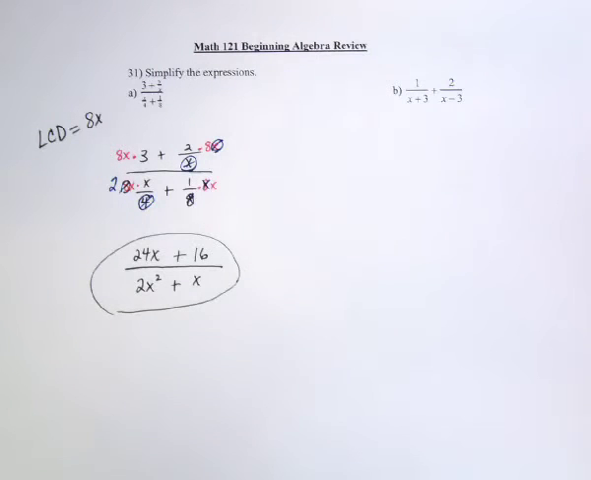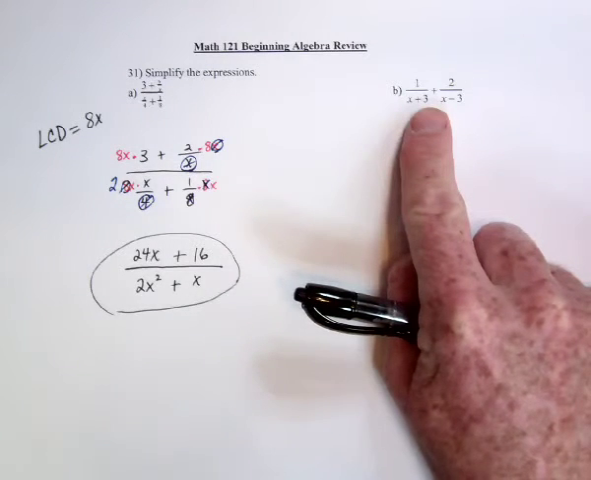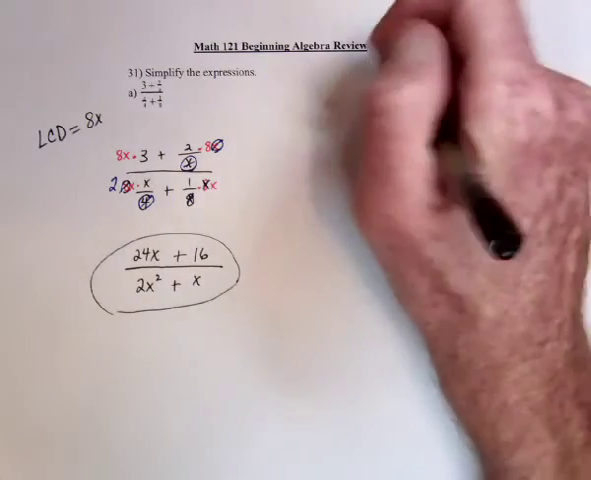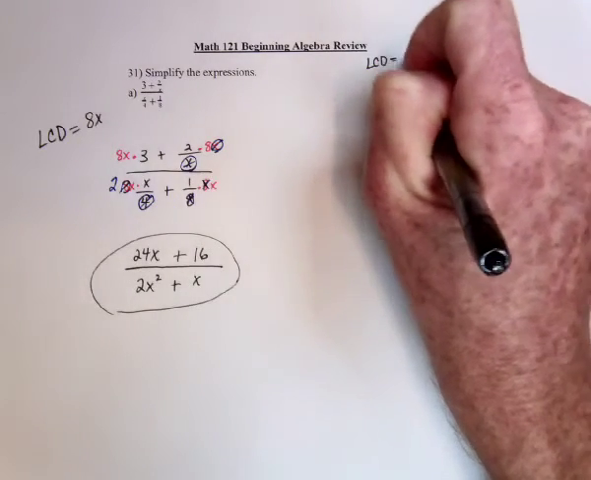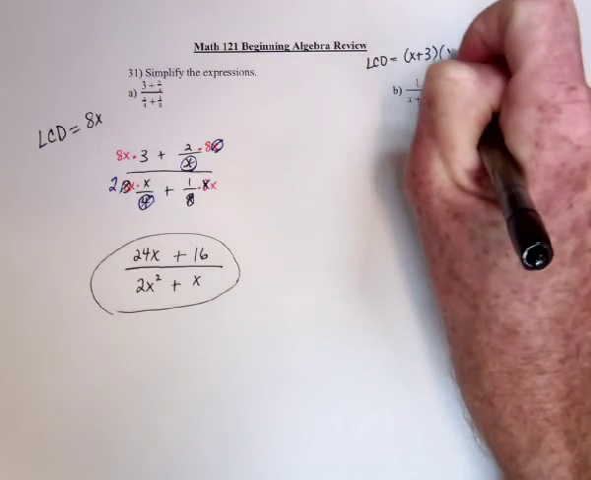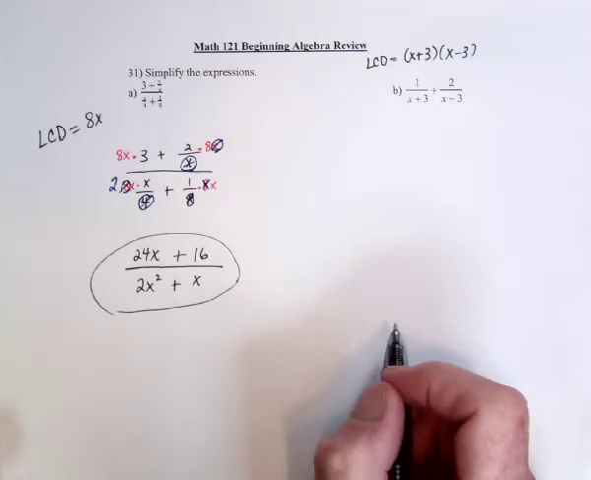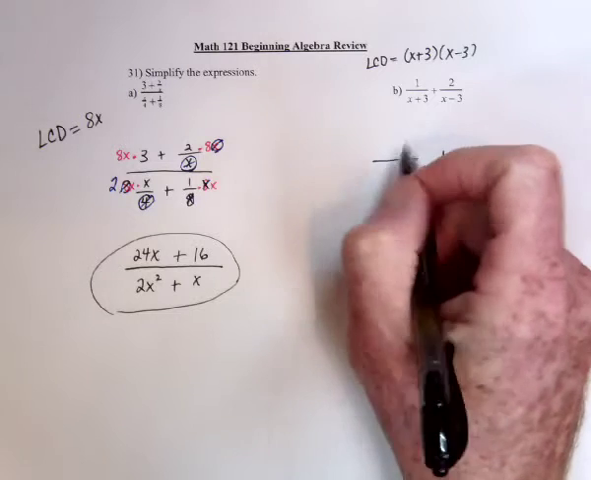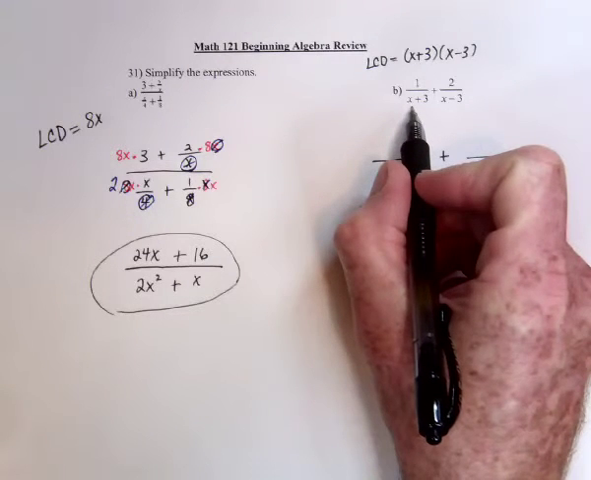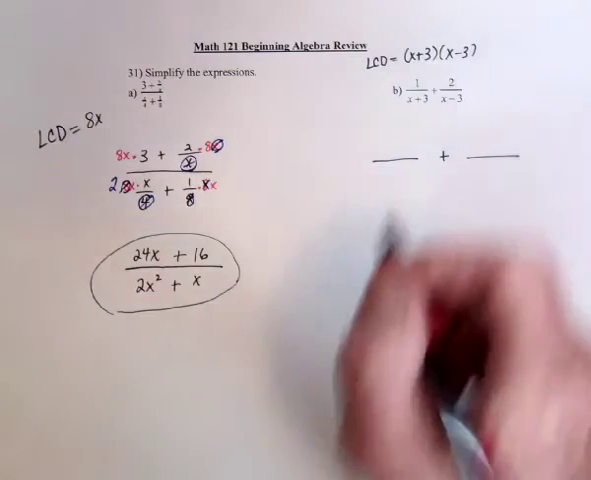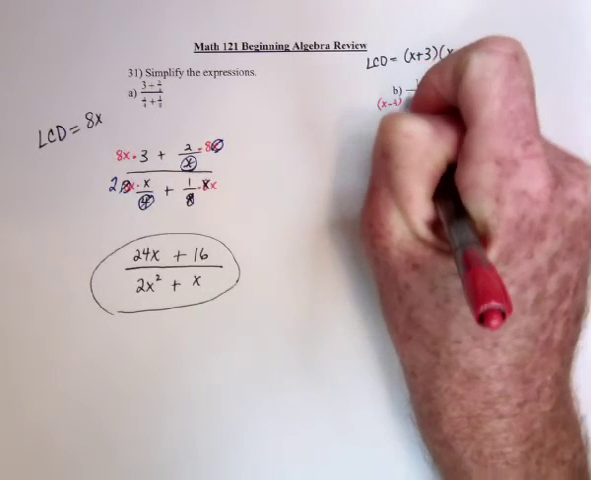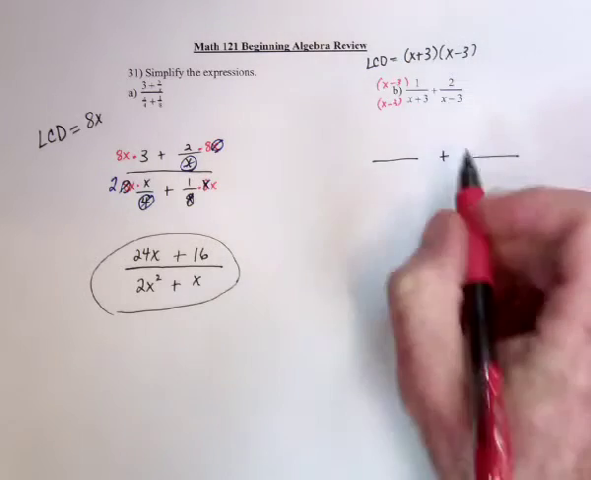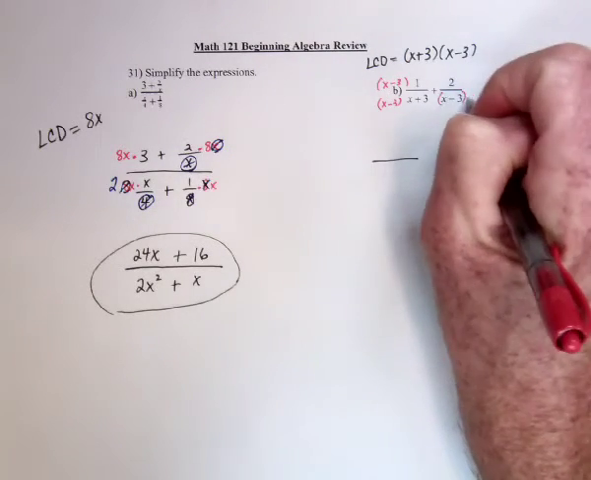All right, now here's another way to use the least common denominator, to add two fractions. So you look at these two, and with x plus 3 and x minus 3, that actually is going to be the least common denominator. You then have to get both denominators the same. So that means this one needs to be multiplied on the top and the bottom by x minus 3. This one needs to be multiplied on the top and the bottom by x plus 3.